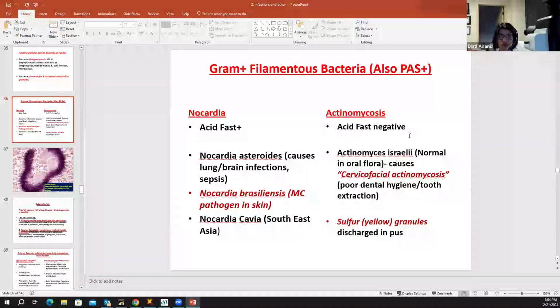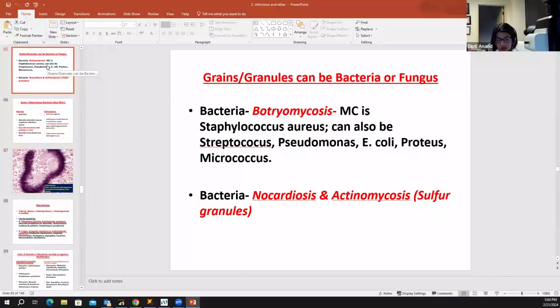Both of these are gram-positive filamentous bacteria. One is acid-fast positive, and this is acid-fast negative. And then you should know the kind of infections that they can cause. I'm going to definitely share this PowerPoint at the end of the talk. As far as the slides are concerned, I'm done. But there are some high yield questions that can be asked in there.